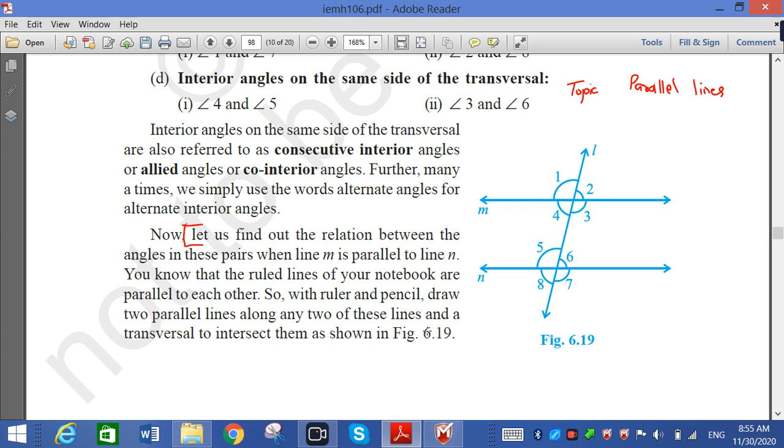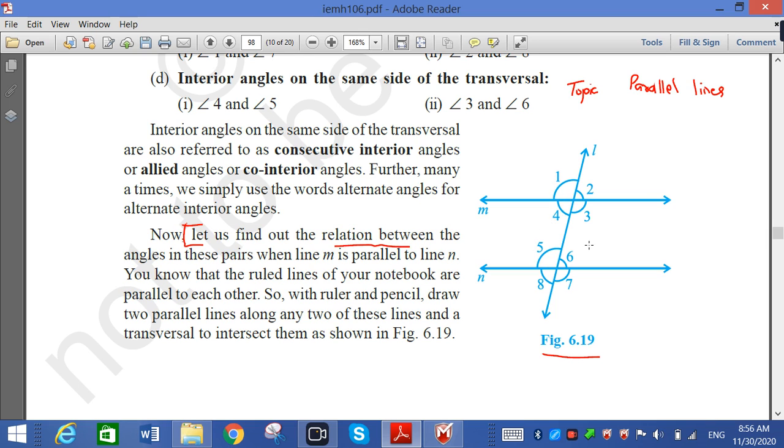So for parallel lines you have to draw the figure. So 2 figures you have to draw. Figure 6.19 and figure 6.18. Figure 6.18 with the transversal line, and here parallel line and transversal line. So again one relation we can generate. What is here? Relation between angles.